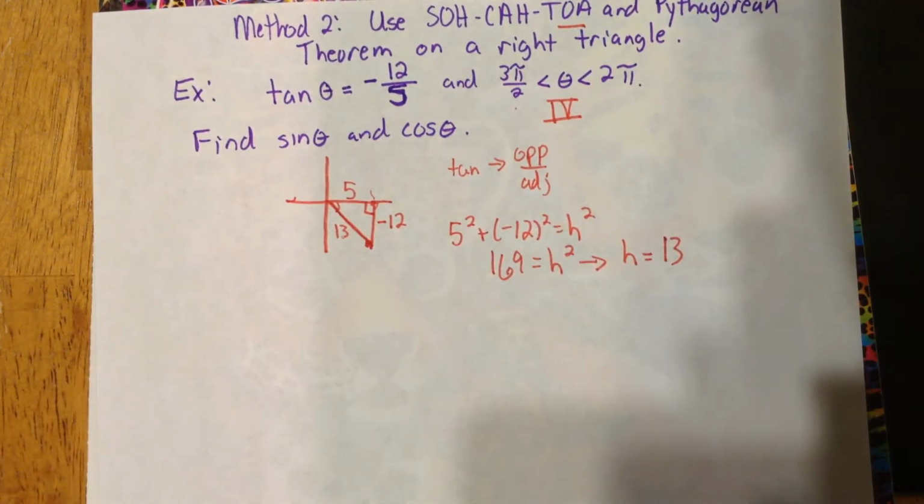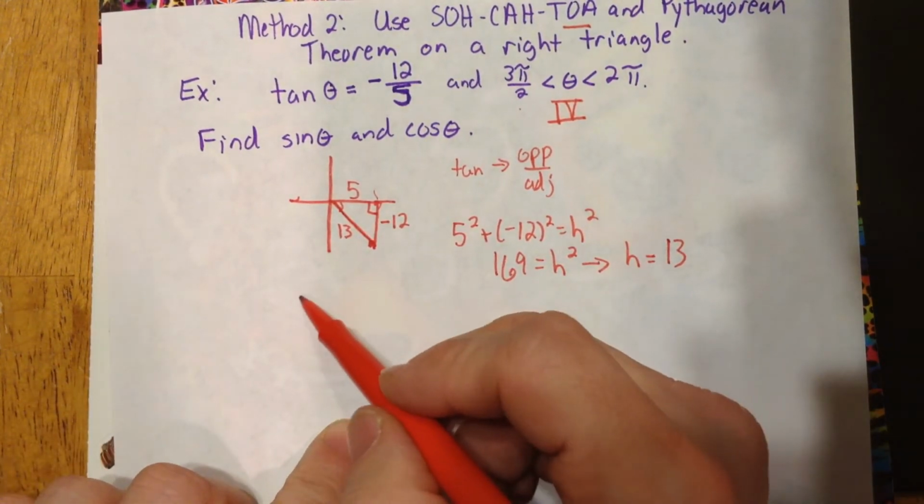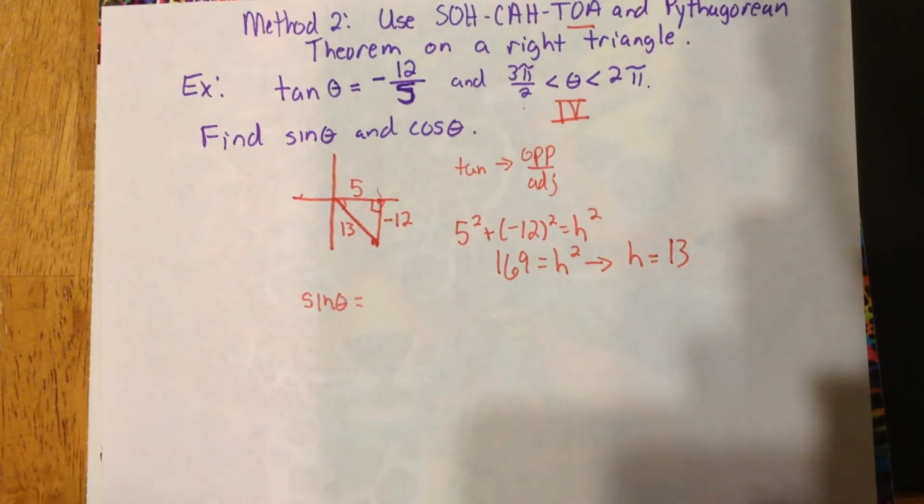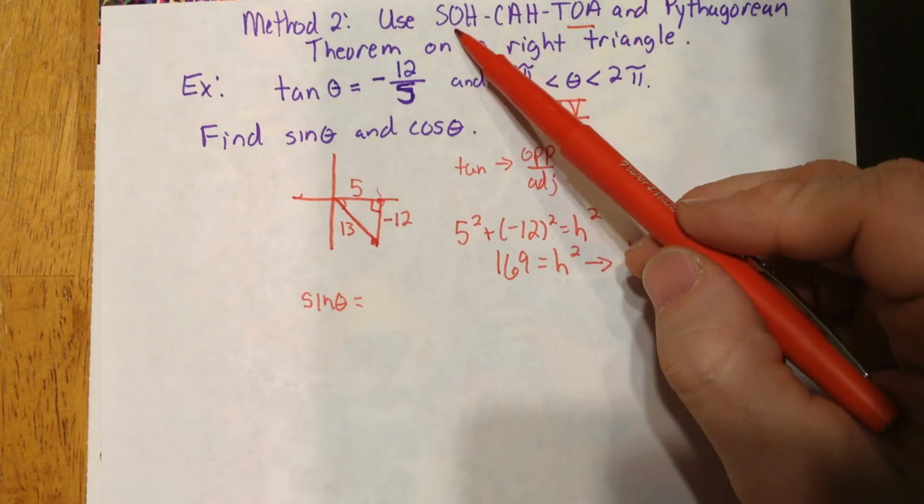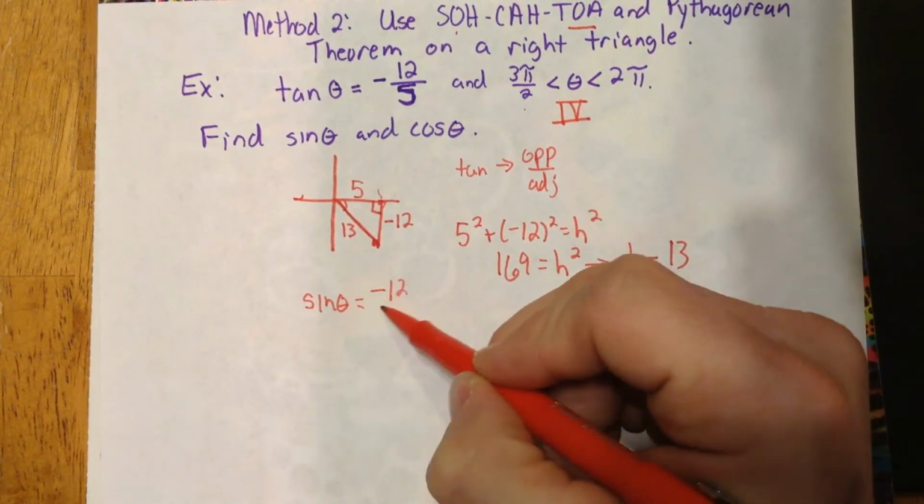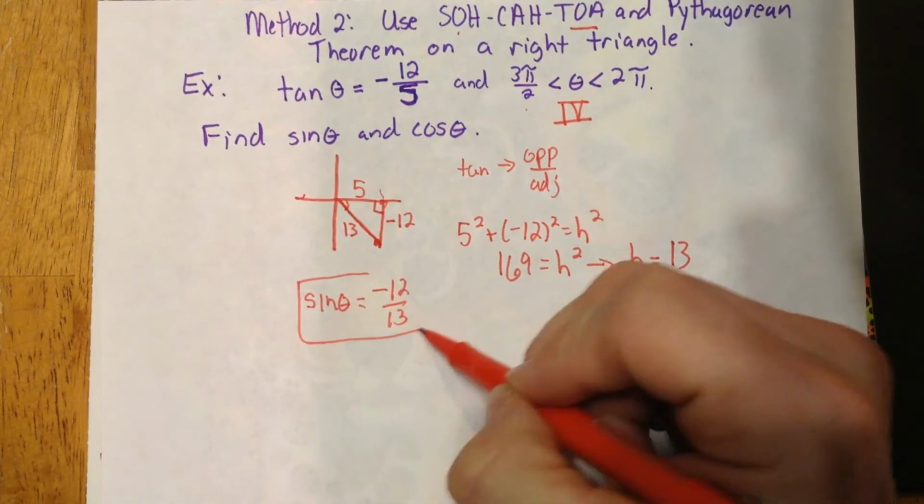All right. Then it's actually really simple. All we're going to do is we're going to say sine of theta. And instead of saying y this time, we're actually just going to do opposite over hypotenuse. The opposite side from here is negative 12. The hypotenuse is 13, and you have your sine of theta.